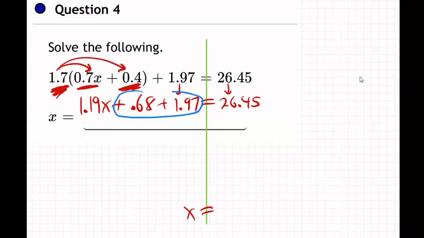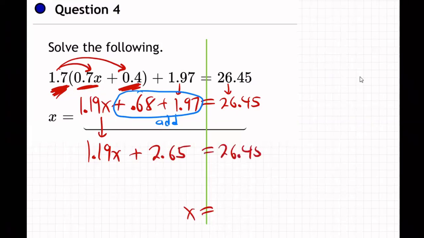Well, these two, we can just add together because they're just plain numbers, aren't they? They don't have x's, so I'm just going to bring down the 1.19x. Plus, I'm just going to add those other two on my calculator, like 68 cents and $1.97. It'll come out 2.65. Okay, and now we want to get x alone.